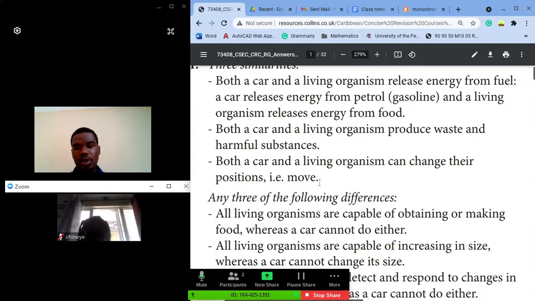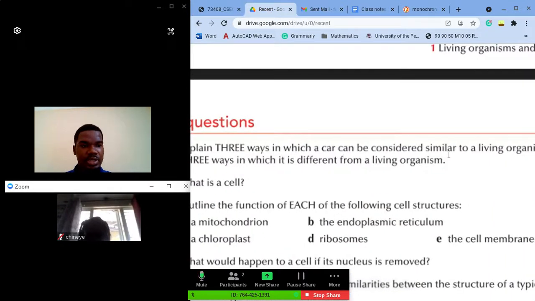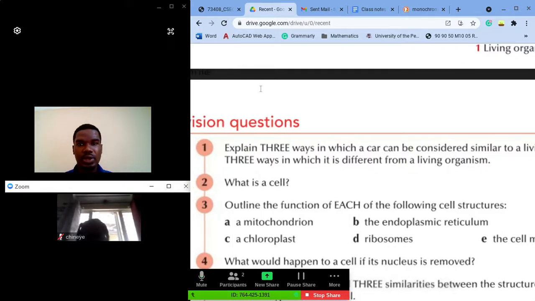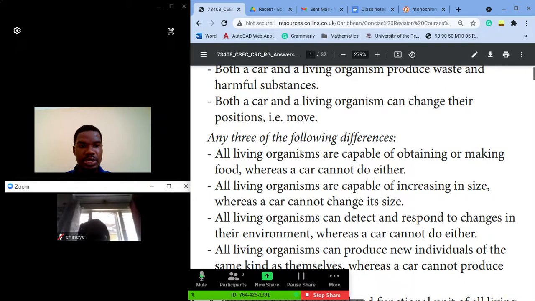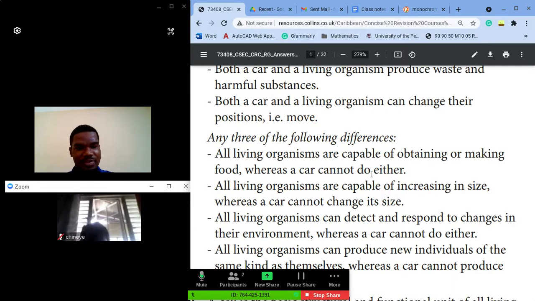Now let's go back to the question. You're not finished. It says you need to list three differences between cars and living organisms. One, all living organisms are capable of obtaining or making food. A car cannot make its own food. Even though they're very expensive, they can't make their own gas. That's one. Two, all living organisms are capable of increasing in size.